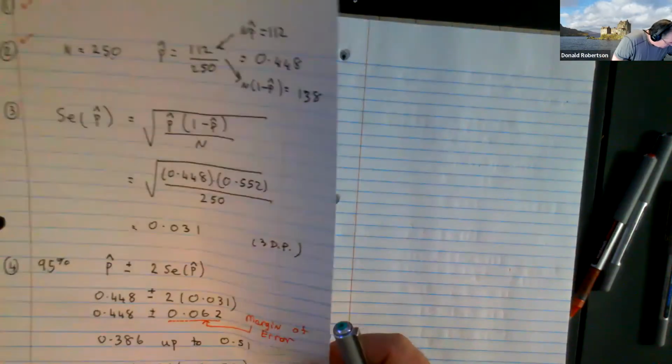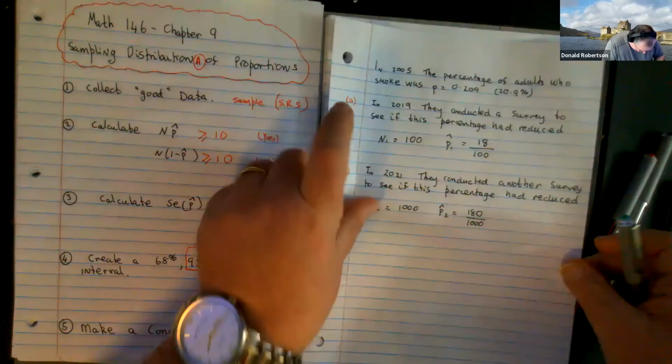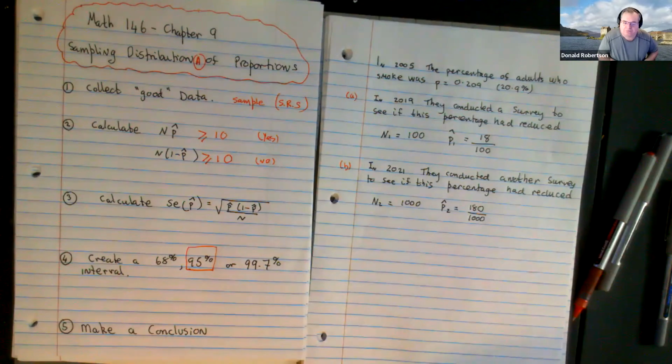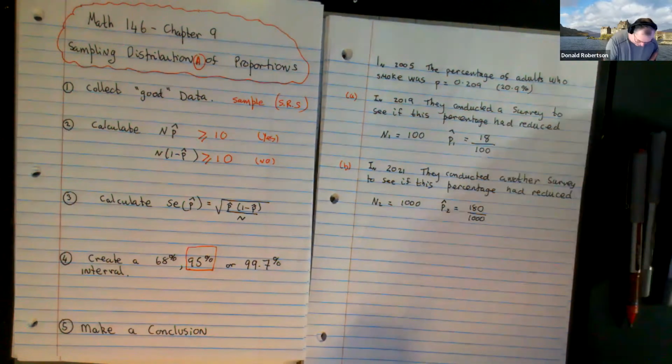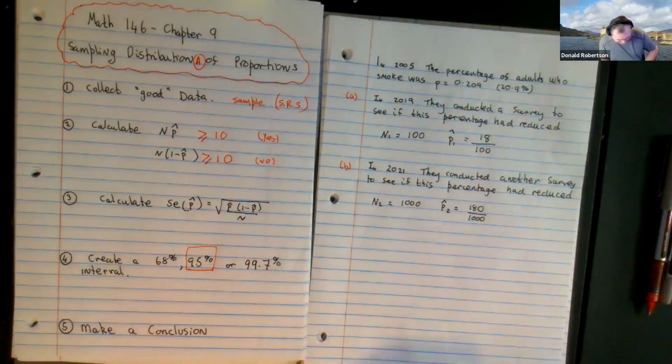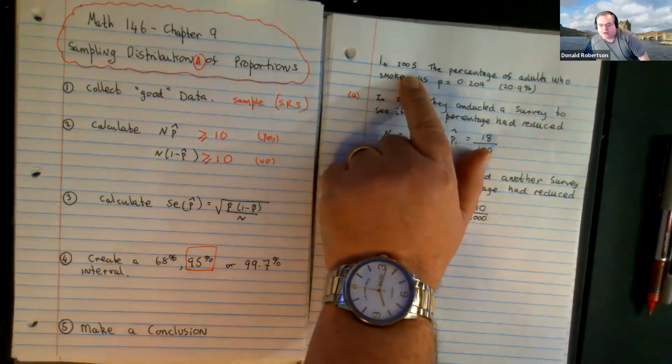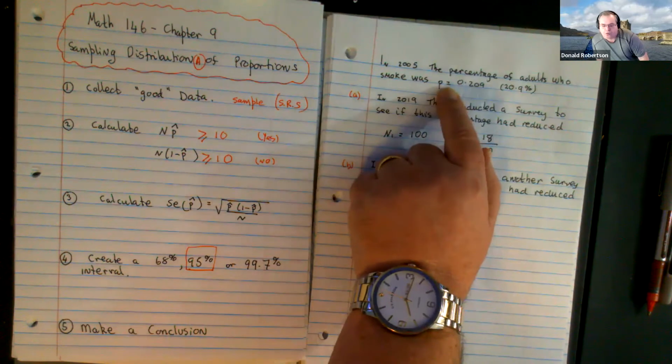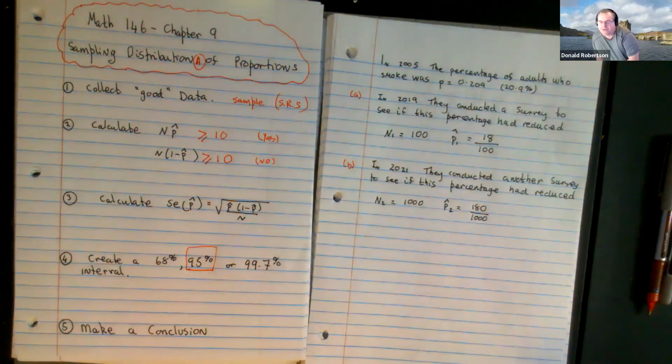So I've collected some data. As far as I know, this data is good, but I didn't check it. I didn't go and look for other sources. But in 2005, the percentage of adults who smoke was 20.9%. I could believe that, and that's what I read at least.